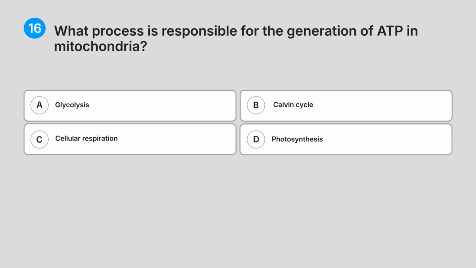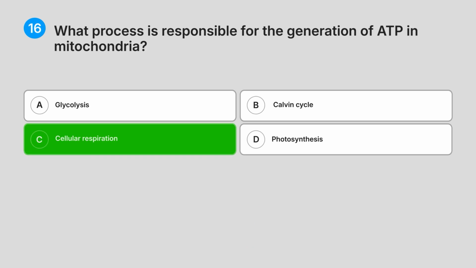16. What process is responsible for the generation of ATP in mitochondria? A. Glycolysis. B. Calvin cycle. C. Cellular respiration. D. Photosynthesis. What do you think is the answer? Correct answer. C. Cellular respiration.